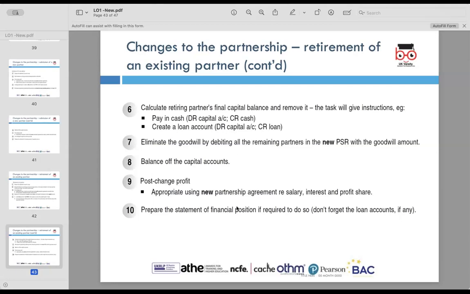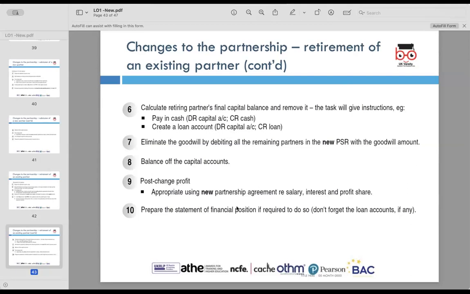If required, update the statement of financial position to reflect the retirement of the partner, including adjustments in capital accounts, liabilities, and assets. So this step ensures that the financial position of the partnership accurately reflects the current ownership structure and financial obligations.